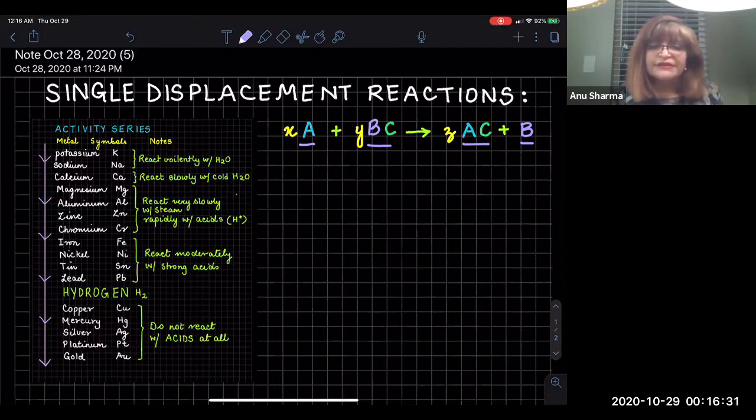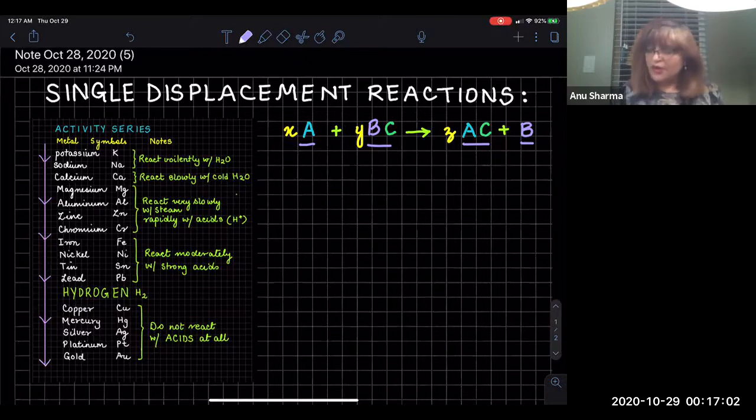And copper, mercury, silver, platinum, and gold, why are they placed below hydrogen? Because they do not react with the acid, so they cannot liberate hydrogen. And the order, if you see on the extreme left-hand side, the arrows pointing downwards. The elements on the top are going to displace those elements at the bottom from their bonded state. So potassium will displace sodium, but sodium will not be able to displace potassium in the bonded state.